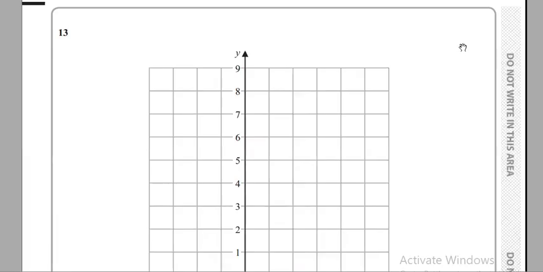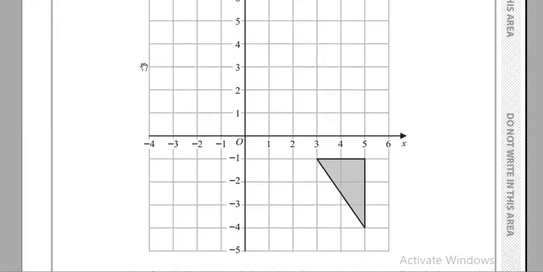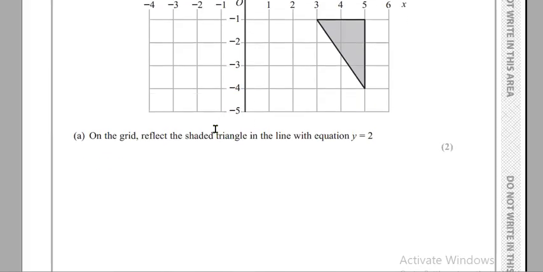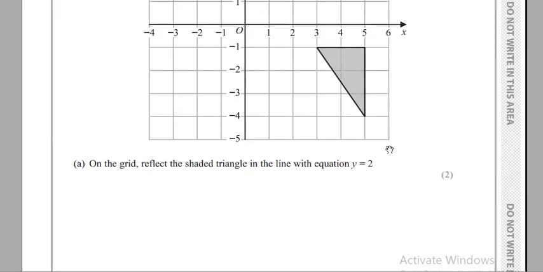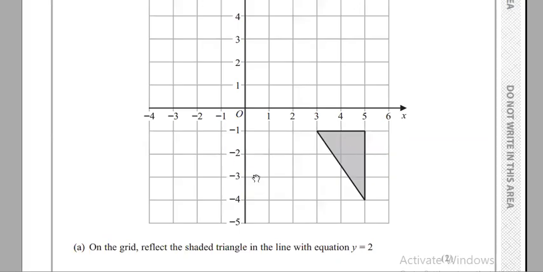In this video, we're going to talk about the rest of the questions of the past paper of Tuesday, 19th of May, 2020, 1F. Now, in this question here, we have a shape. We need to reflect the shaded triangle in the line with equation y equals 2. So first, we have to draw the line y equals 2. Let's use this line here and then reflect the shape on this line.